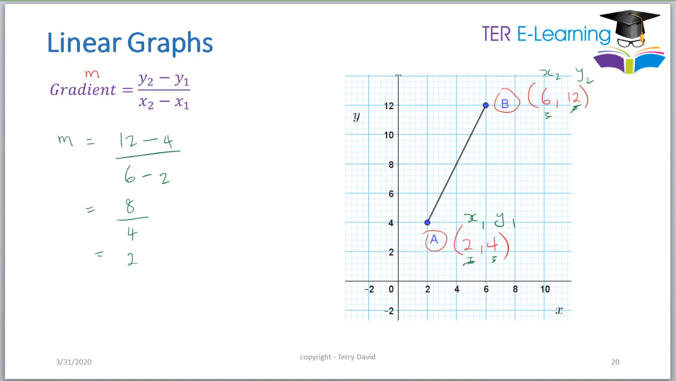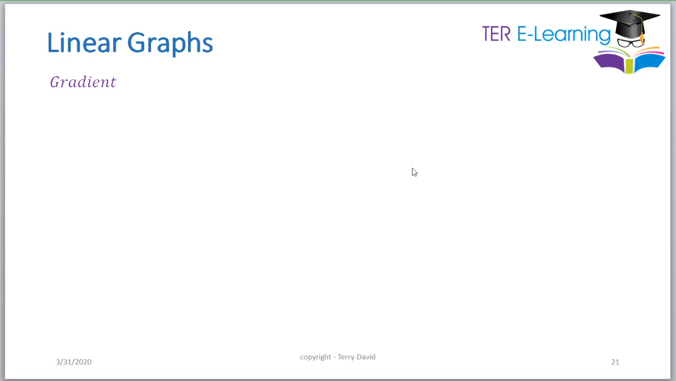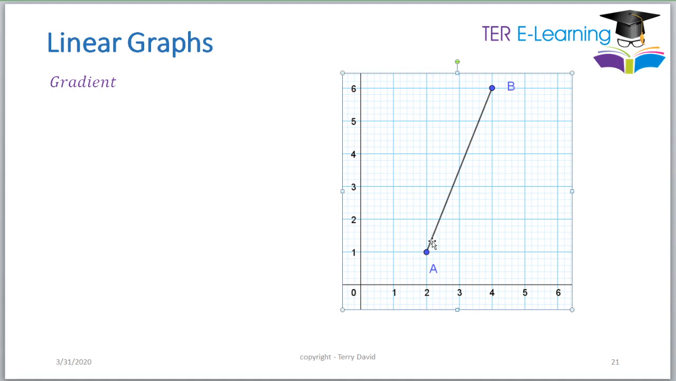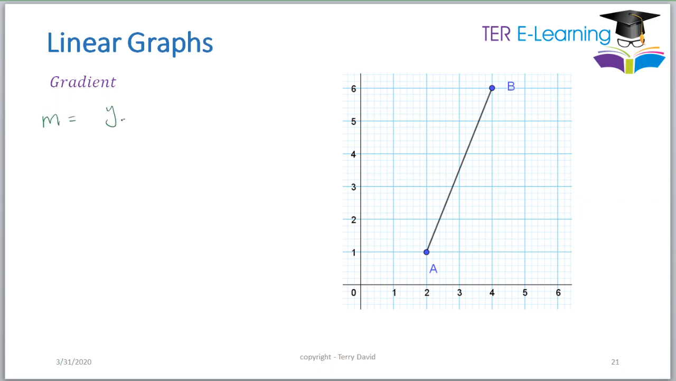Alright, so I want you all to try this one. I want you to find the gradient of this line segment AB for me. I'll give you 2 minutes. What is the gradient M? I'm going to write down the formula. We know the formula is y2 minus y1 over x2 minus x1.